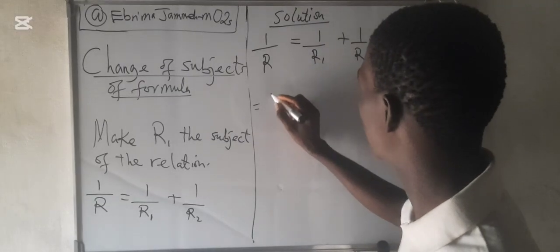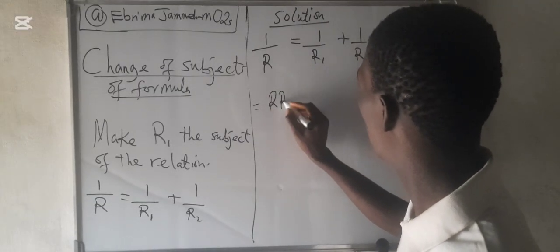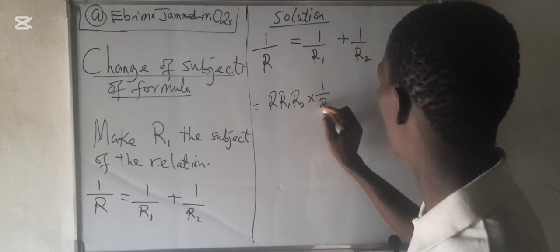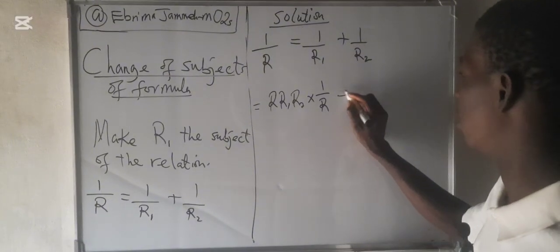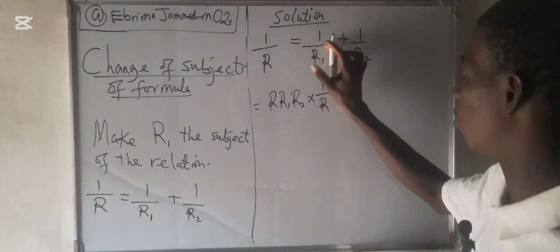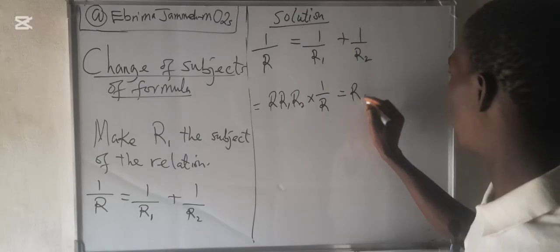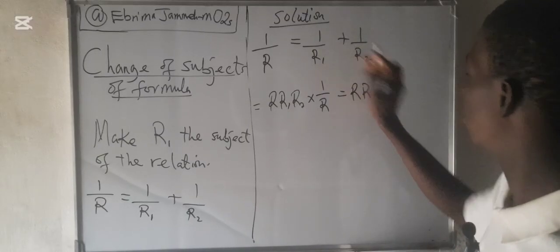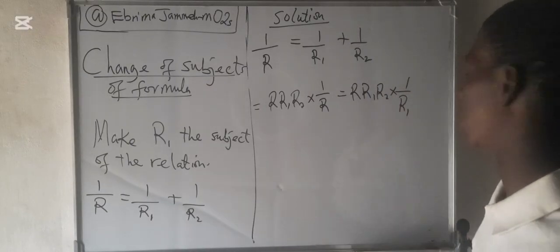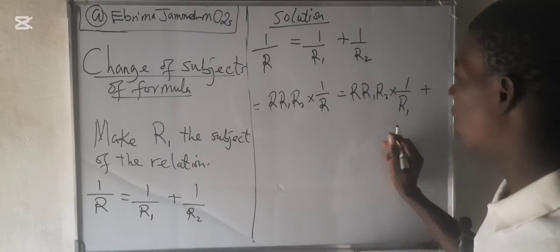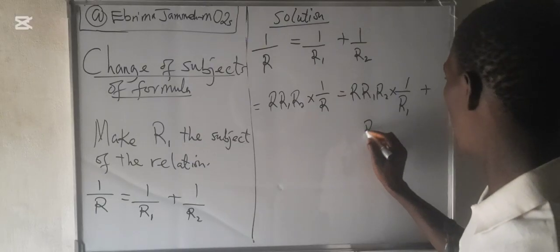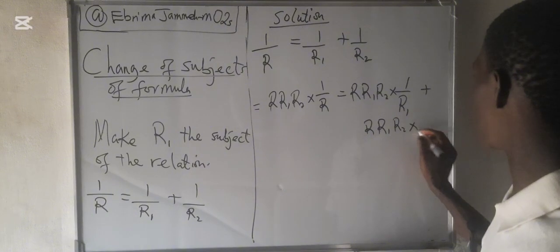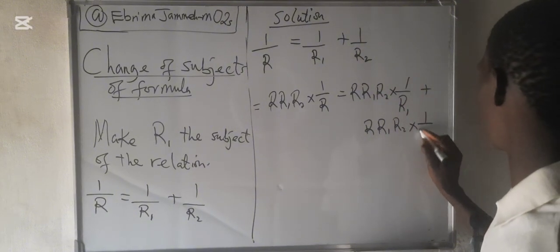So let's multiply it. That is R1 and R2 multiplied by 1 over R, is equal to, that is this equals sign, also we multiply R1 and R2 by 1 over R1, plus, do the same here, R1 and R2 multiplied by 1 over R2.